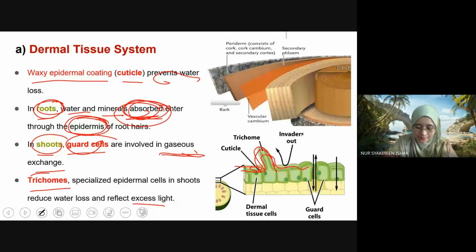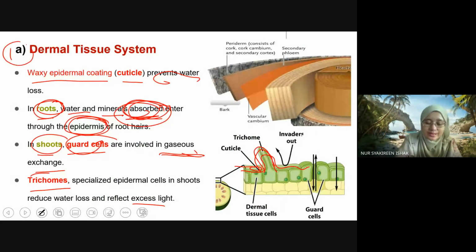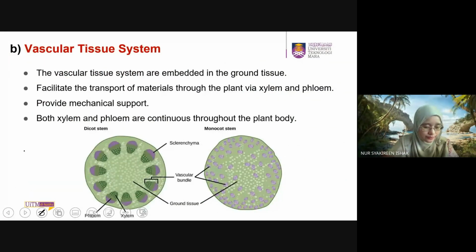Alright. And then we have the next, tadi apa, dermal tissue, the first layer, the first type of tissue. And then we have the vascular tissue. Vascular tissue systems are embedded in the ground tissue. Kan? So they are found in the ground tissue. Bahagian luar kita ada apa tadi, dermal, kan. Lepas dermal kita ada ground tissue. Dalam ground tissue tu ada vascular tissue.